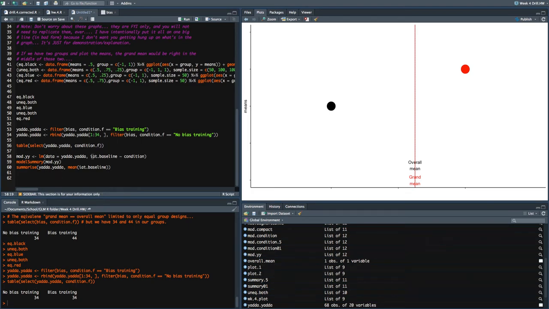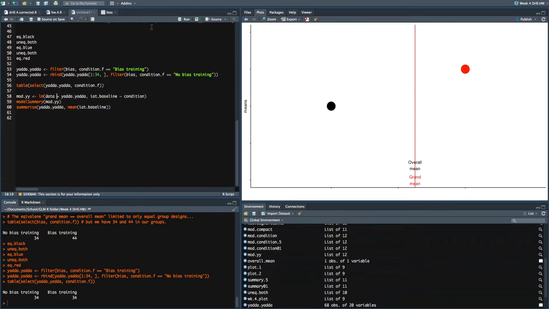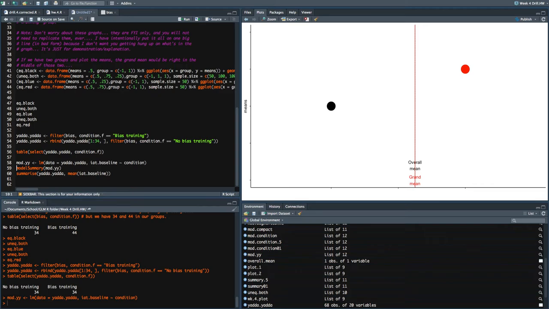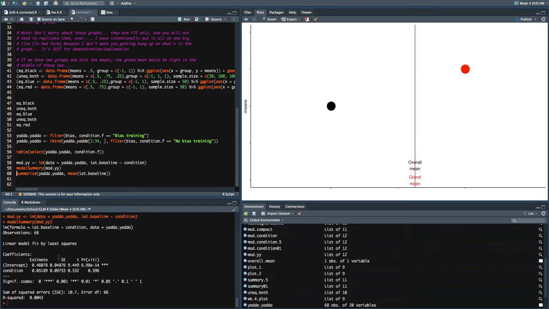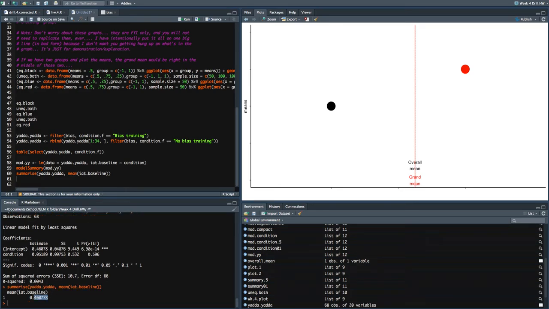And I'm going to run the same model that we did before, regressing baseline IAT on condition. And when I check the model summary of that, now it's telling me that my grand mean is 0.46078. And when I look at the overall mean of that IAT baseline score, you see that it gives us the exact same value. Now when the group sizes are perfectly equal, your grand mean and the overall mean are the exact same.